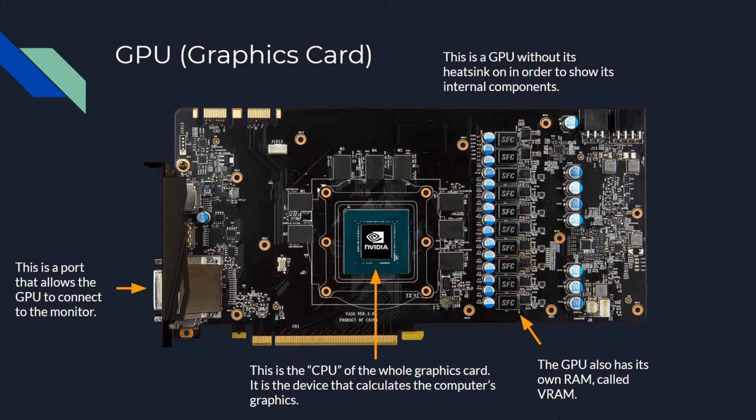Next is the second most power-demanding part of your computer. This is the graphics card or GPU. The graphics card actually has its own CPU, per se. It's the device that actually calculates the computer's graphics, and the GPU also has its own RAM called VRAM. This is because it has to be close to the GPU for a fast output, because the main RAM is too far away from the GPU. And then on the left side, there's a port that allows the GPU to connect to a monitor.